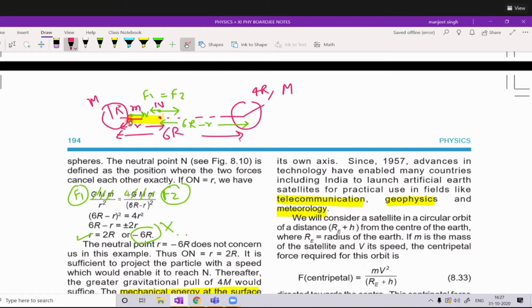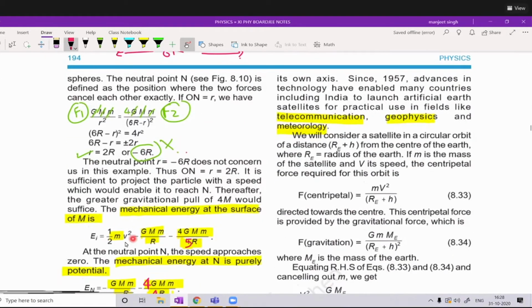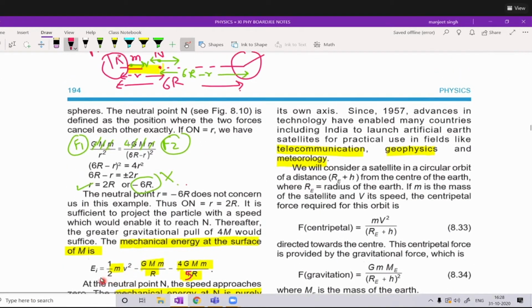What is the total energy at the surface of this sphere, and what is the total energy at the neutral point? We will equate these. Let us calculate the total energy when it is projected. First of all, the kinetic energy is half m v square, because it is projected with velocity v, and the potential energy equal to the binding energy of the earth, that is minus G m1 m2 upon r.